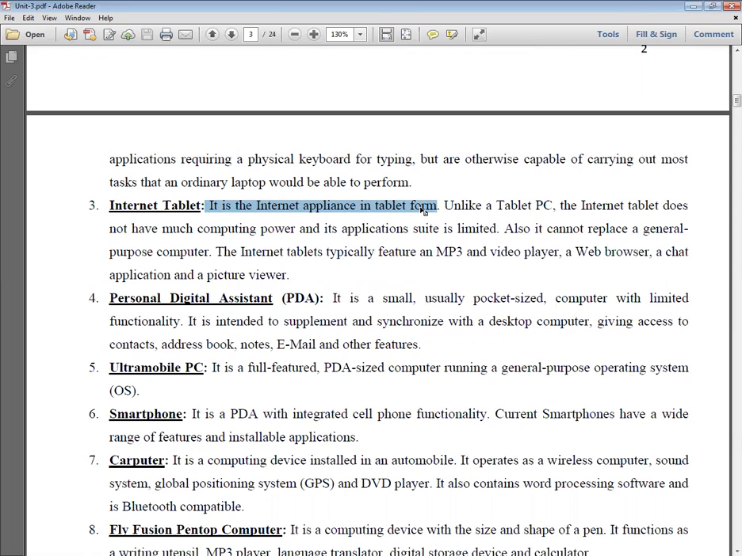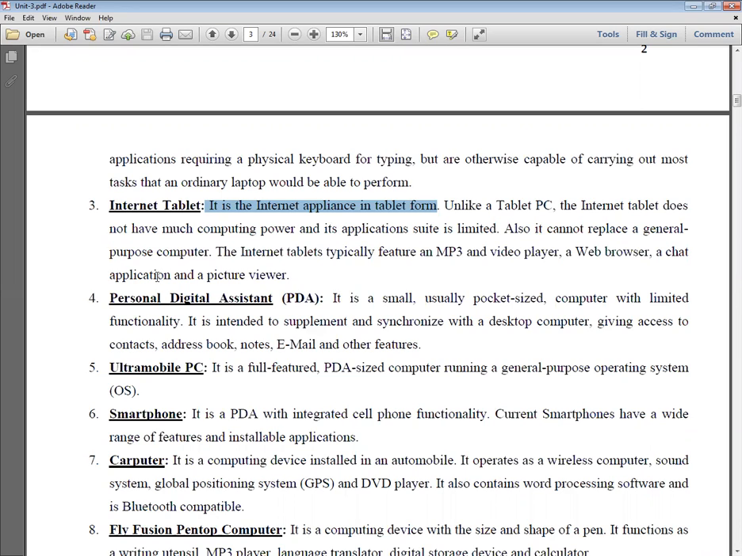So unlike a tablet PC, the internet tablet does not have much computing power and its application suite is limited. Also, it cannot replace a general purpose computer. So what is a general purpose computer? General purpose computer in the sense we are discussing in the first topic, portable computer. Portable computer is nothing but a general purpose computer. The flexibilities of a general purpose computer are not available in the tablet PC, and likewise they are not available in the internet tablet either.